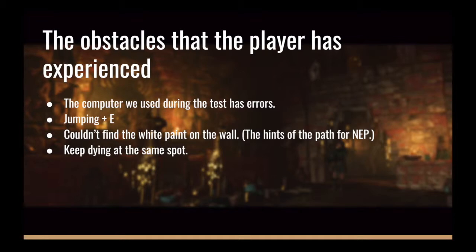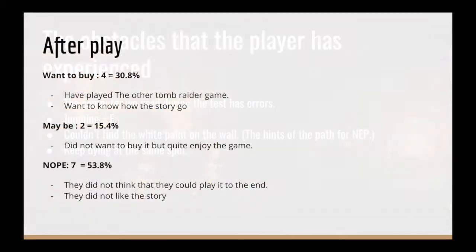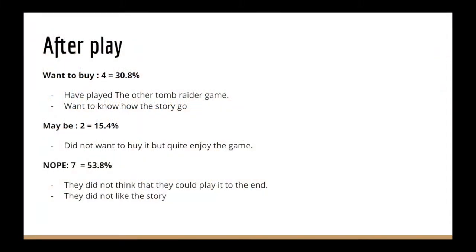Most of the players said that the computer we used during the test had errors, and sometimes they had problems using the controller for jumping and pressing the E button. For the non-experienced players, they said they couldn't find the white paint on the wall, which is the hint of the path to go on, and some of our testers kept dying at the same spot with both the same and various reasons. Turning to the last important question we asked players after they played the game.